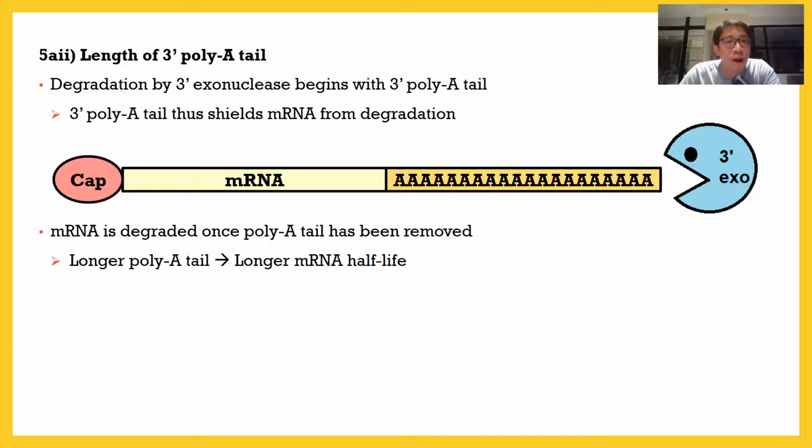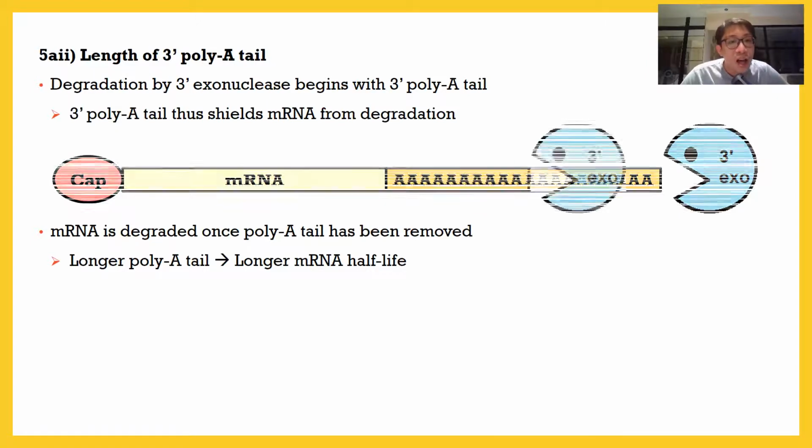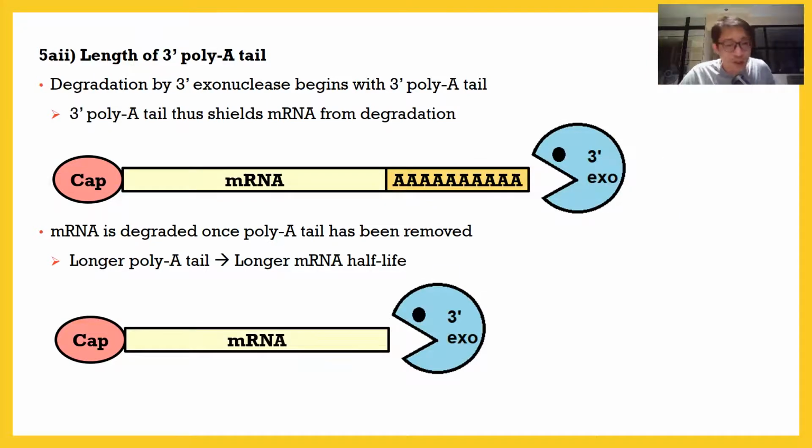So the longer the 3' poly A tail is, the longer the mRNA can remain intact in terms of the sequence that codes for protein for translation. So an mRNA with a longer poly A tail would have a higher half-life compared to a piece of mRNA that has a shorter poly A tail. That's what I'm trying to say with this animation. Once the poly A tail has been degraded, then of course the 3' exonuclease will start to degrade the actual mRNA sequence, and once that's degraded, that affects translation.